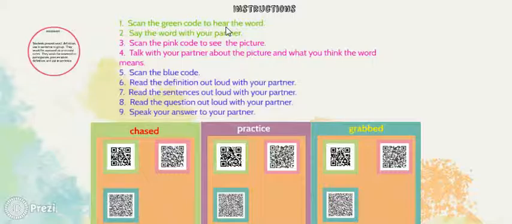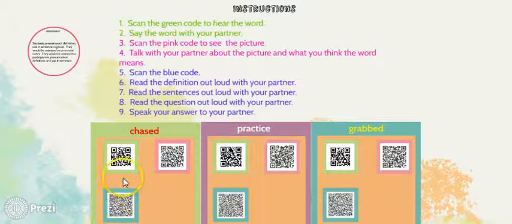Let's go over the set of instructions I would use with a group of students. So first, the students would scan the green code to hear the word. Next, they would say the word to their partner. Next, they would scan the pink code. They would see a picture. They would talk with their partners about the picture and what they think the word means.